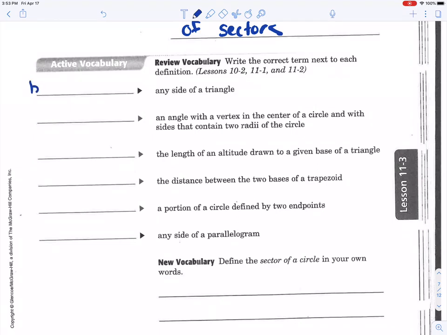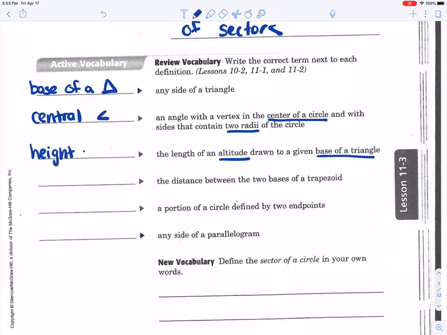Any side of a triangle is called the base of a triangle. An angle with a vertex in the center of the circle that contains 2 radii is called the central angle because it comes from the center. The length of the altitude drawn to any base. Remember, altitude means it forms a right angle, so this would be the height of a triangle.